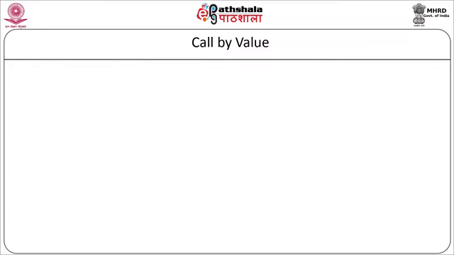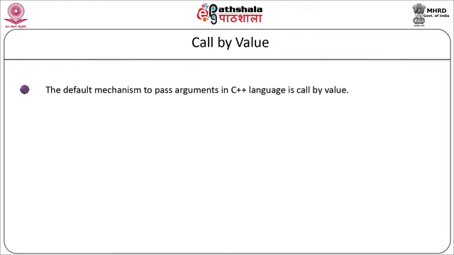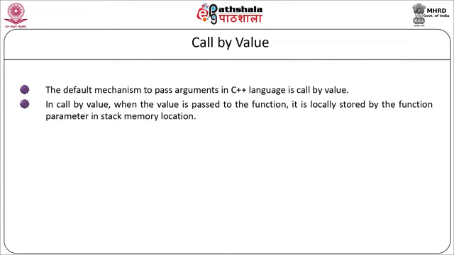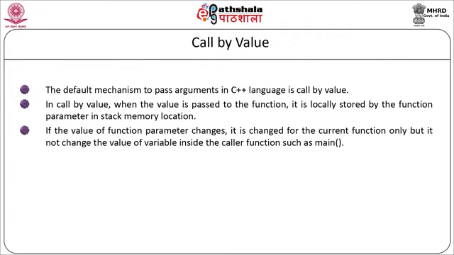The next concept which comes with the functions is call by value. The default mechanism to pass the arguments in C++ language is call by value. In call by value, when the value is passed to the function, it is locally stored by the function parameter in stack memory location. If the value of the function parameter changes, it is changed for the current function only, but this change will not be reflected back to a caller function such as main.